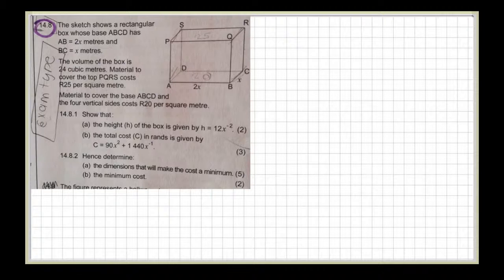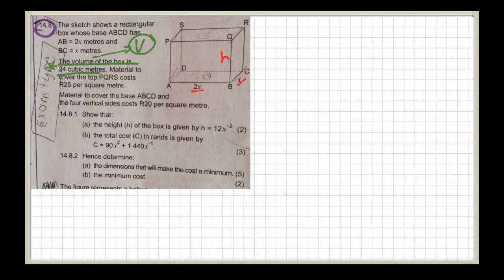The sketch shows a rectangular box whose base ABCD has AB to be 2x and the side to be x. That one I'm going to affectionately just name h for the height. Now I'm going to look at starting to bisect or dissect this scenario by looking at the information. The volume of the box, boom, there's my big clue. Volume is 24 cubic meters. I'm going to put a pin in that one.